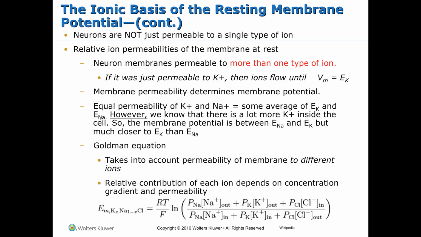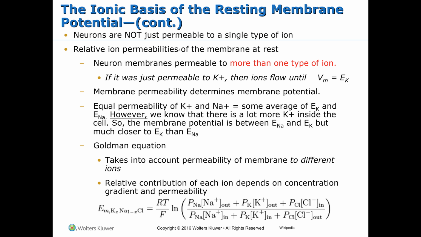Now, neurons are not permeable to just a single type of ion. You don't ever have a neuron that's only permeable to sodium. That's not what happens. You have relative ion permeabilities of the membrane at rest. So the neuron membrane is permeable, meaning that it allows different ions to go in and out, to more than one type of ion. So if it was only permeable to one ion, then that ion would flow until its membrane potential was equal to the equilibrium potential.